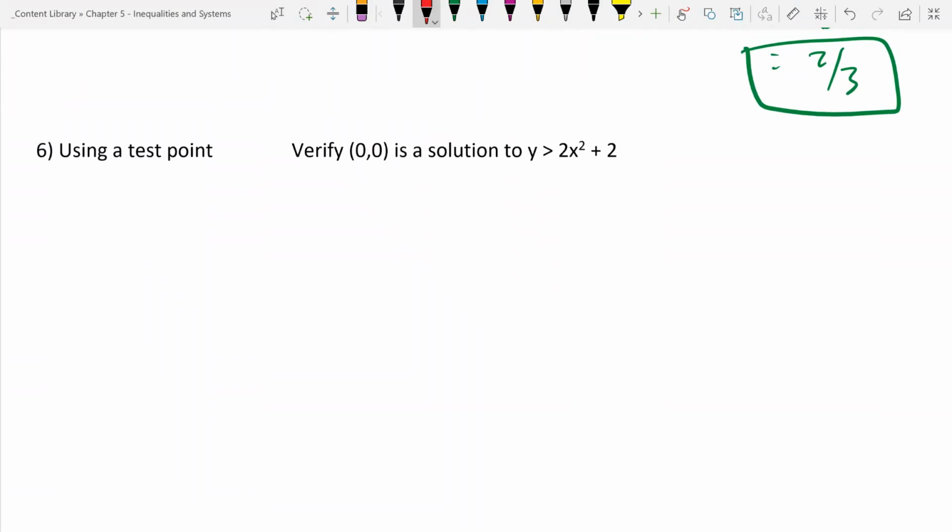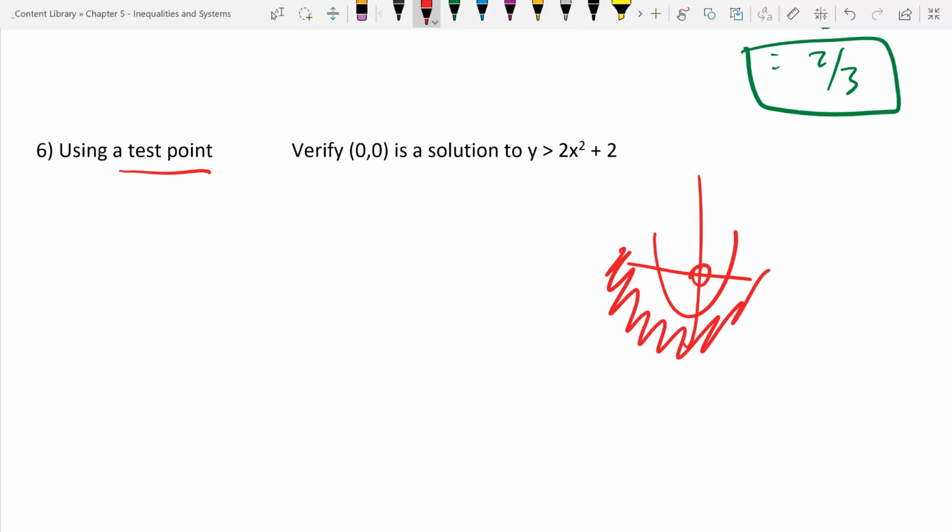Video is about using a test point. So the idea is that a lot of times you're going to find out either through a parabola, a graph, whatever, you're going to have an answer and you're going to want to test to see if you're going to shade the part that contains 0, 0 like here, or if you're going to shade the part down here. So there's always going to be two answers when you're dealing with quadratics and you want to know which side to shade.